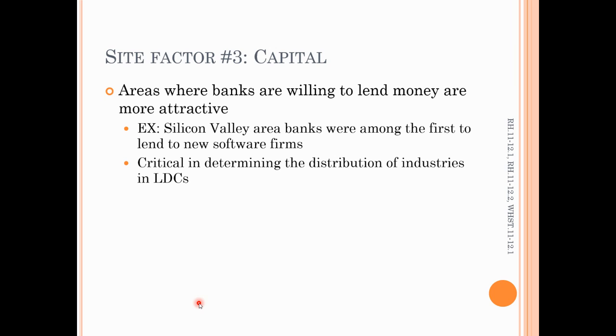And I'm also going to consider capital as my third site factor. Where can I get the money? I need to find areas where banks are willing to lend money, where governments are encouraging development. I can maybe find a government tax incentive to move here. For example, one of the reasons Silicon Valley is this tech industry hub is that back in the day, a lot of banks were wary of loaning to businesses developing apps and whatnot because it never happened before. But the Silicon Valley area banks were among the first to loan money to new software firms, and so that became the hub.